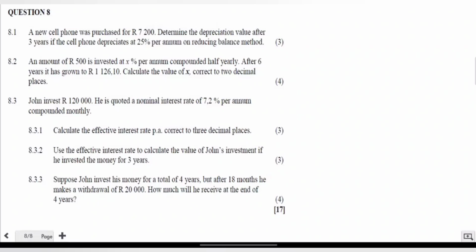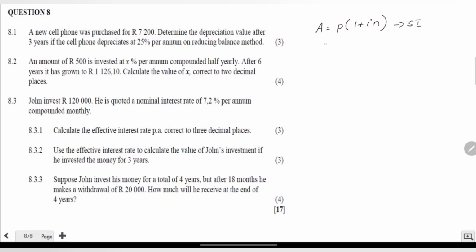For simple interest, we use the formula A is equal to P(1 + iN). Whenever you are using simple interest, that N must be the number of years. This is the formula we use when it comes to simple interest.